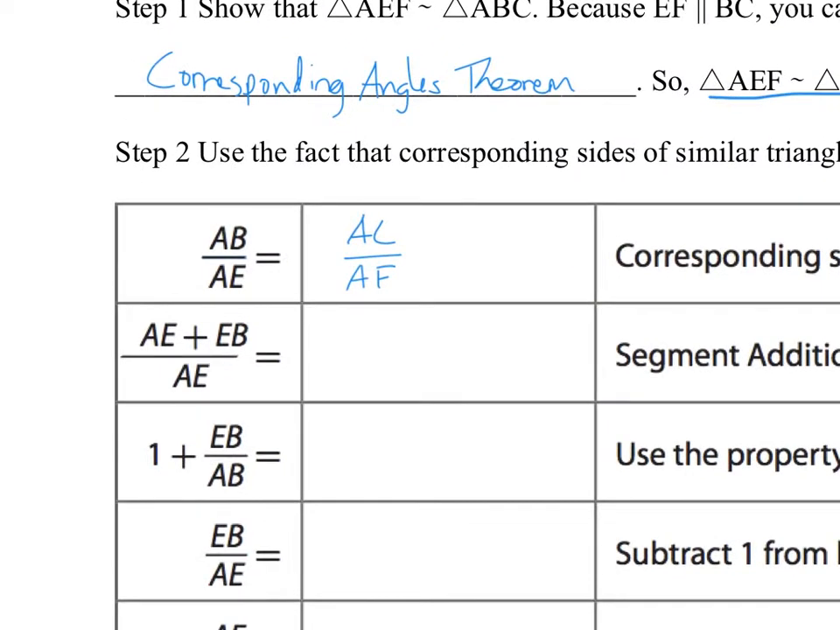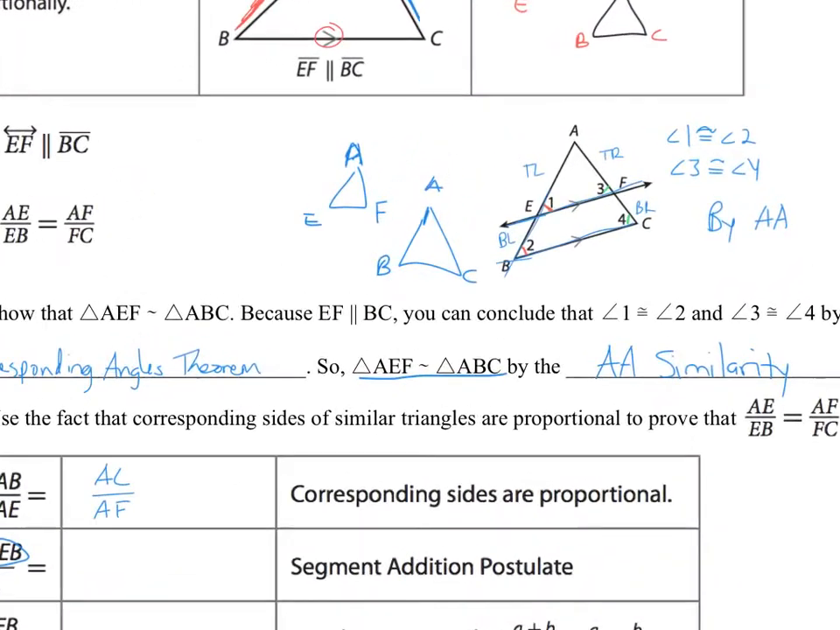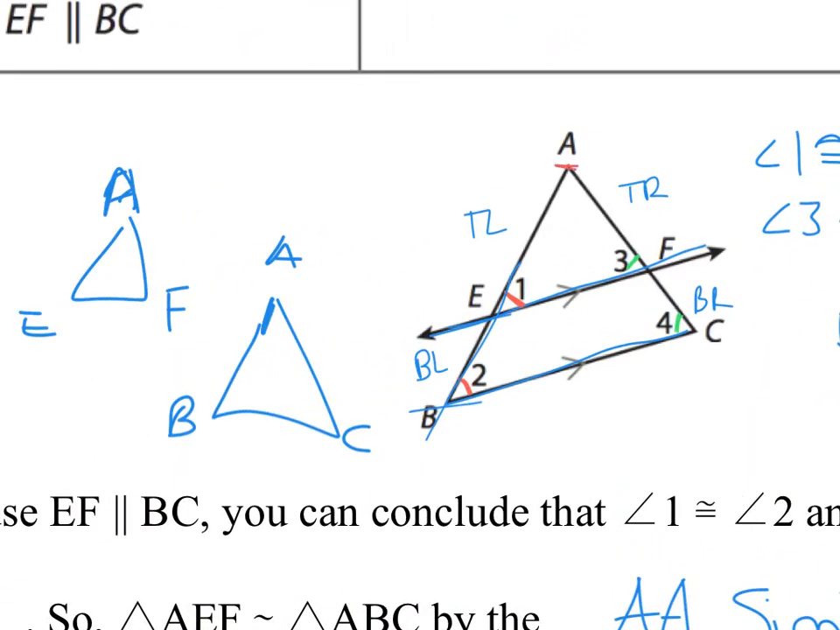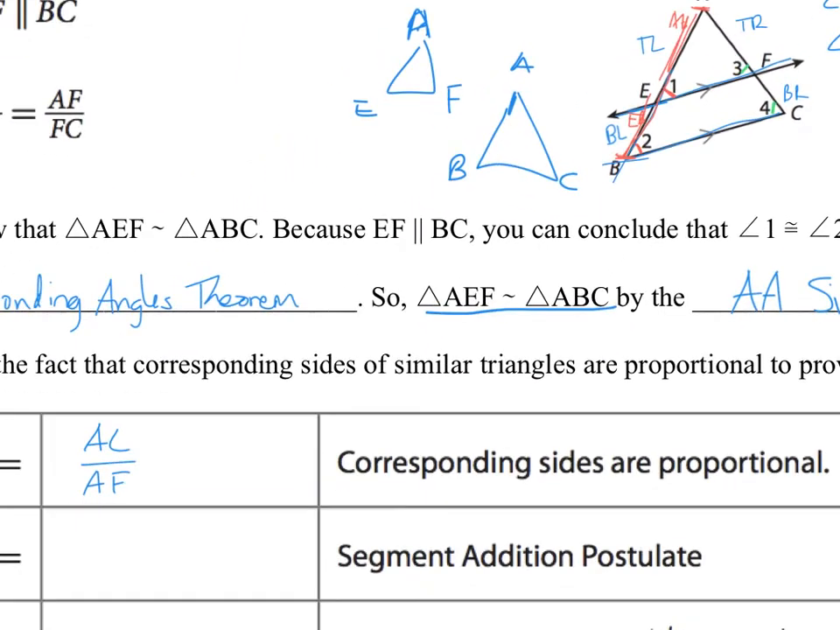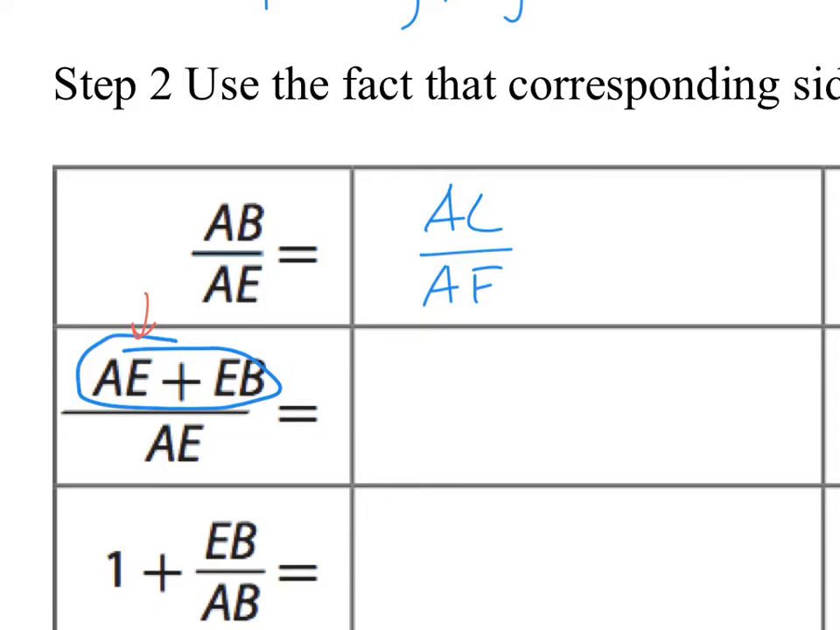Then if we look at the top here, we go from AB to AE plus EB. And so if we look at our first original triangle, from A to B is made up of AE and EB. So that whole side we can write as this.